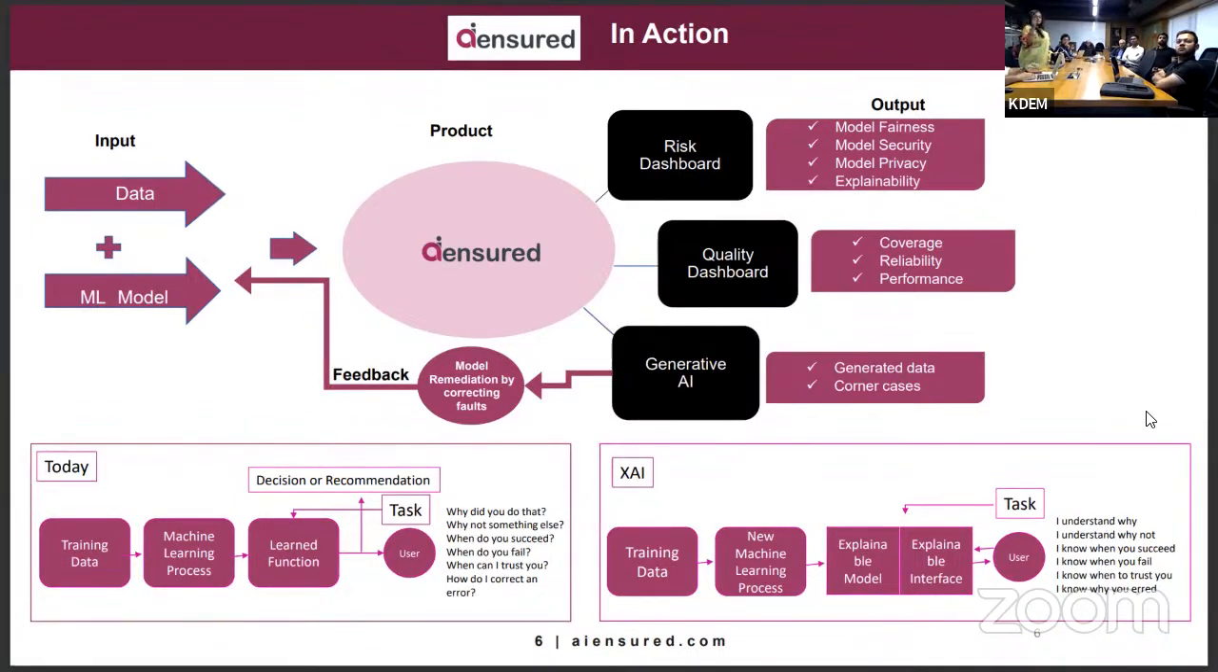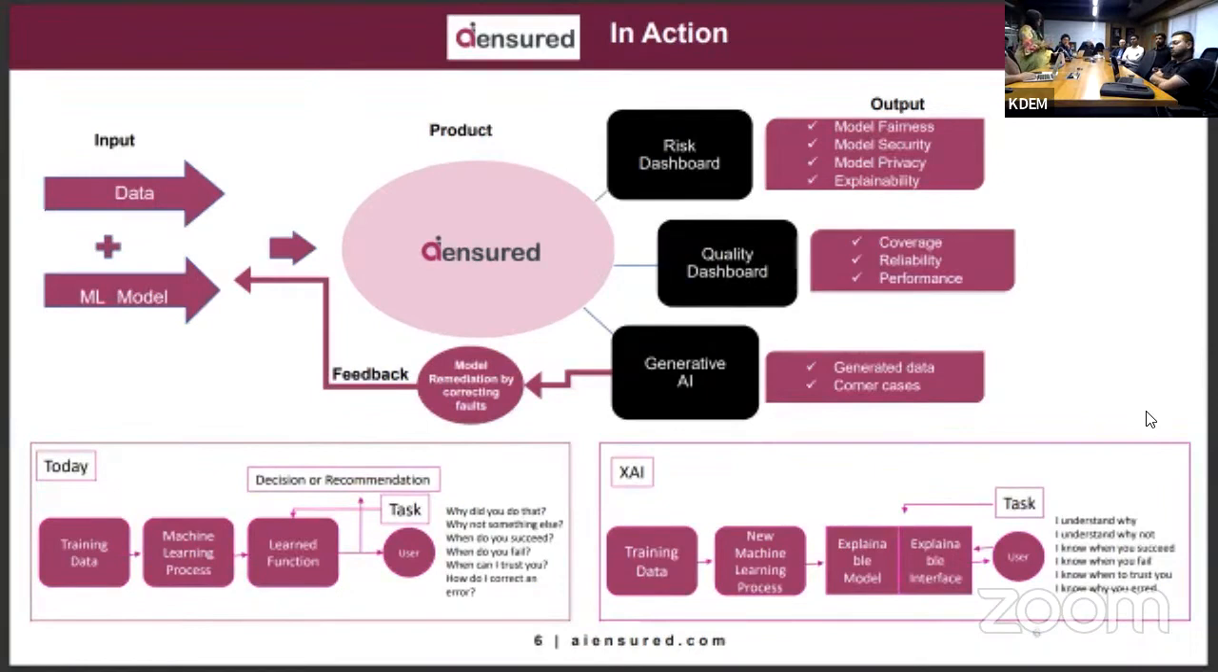The end result is that we also come up with a quality dashboard, which helps understand the coverage, the reliability, and the performance of your AI product. And at the end of the day, your product is fair, secure, and has model privacy and explainability built in.